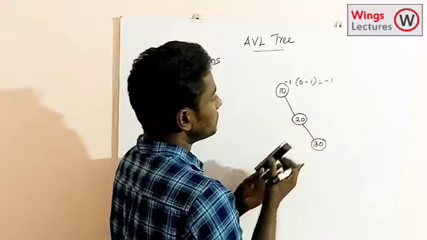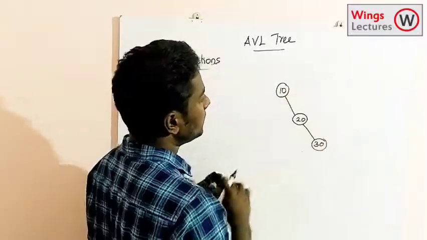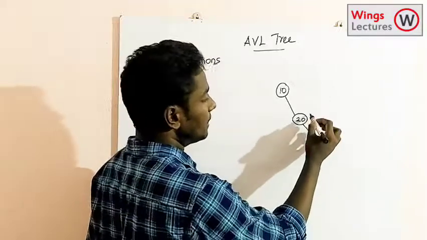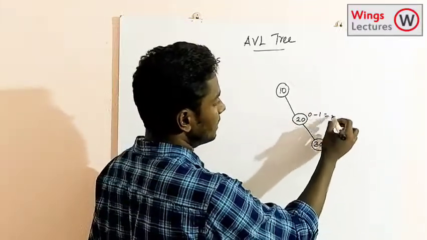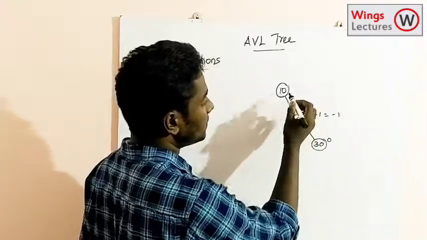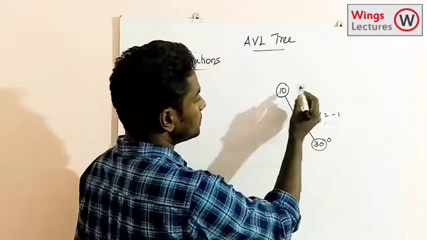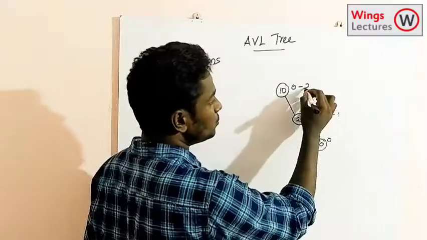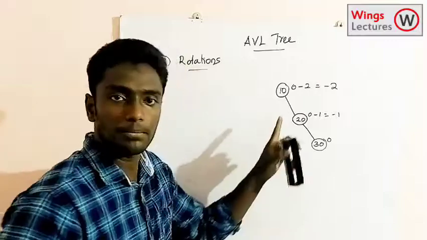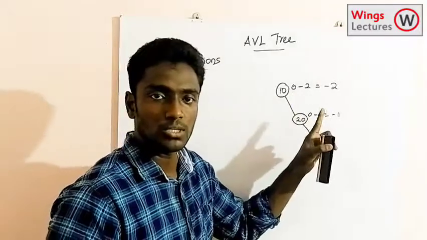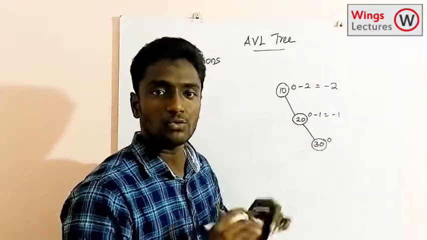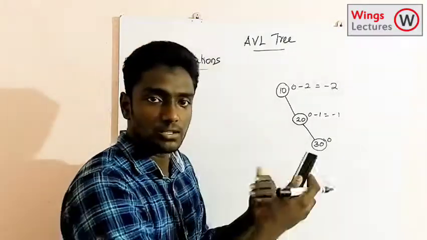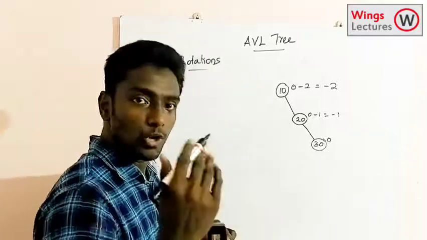Now the balance factor of 30 will be 0, the balance factor of 20 will be 0 minus 1, which is minus 1, and what about 10? So 0 minus 1 and 2, so now the balance factor becomes minus 2. For this case we have to apply some strategy. There may be different situations, so let me explain one more thing.